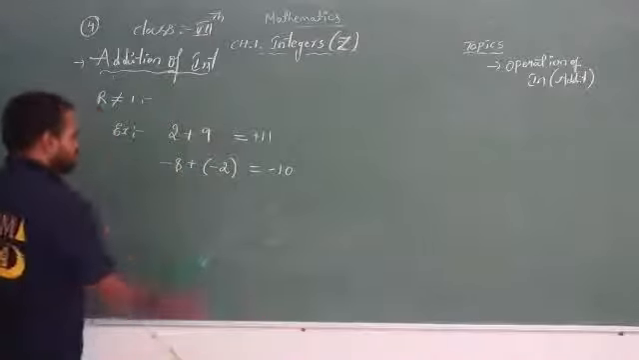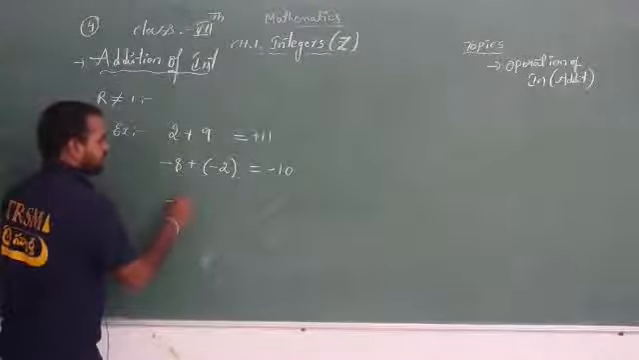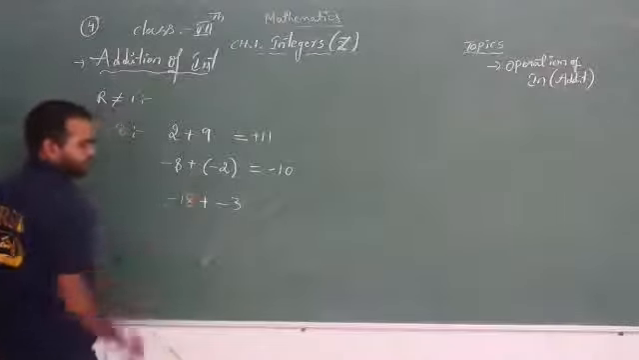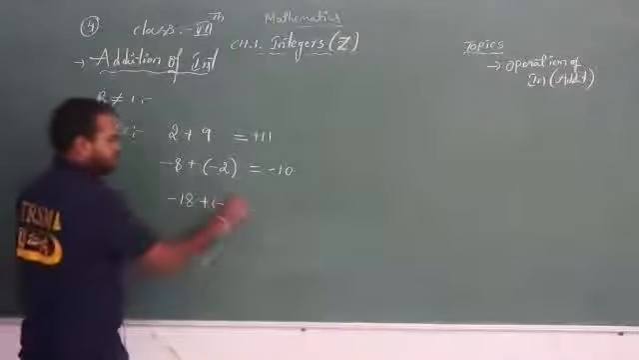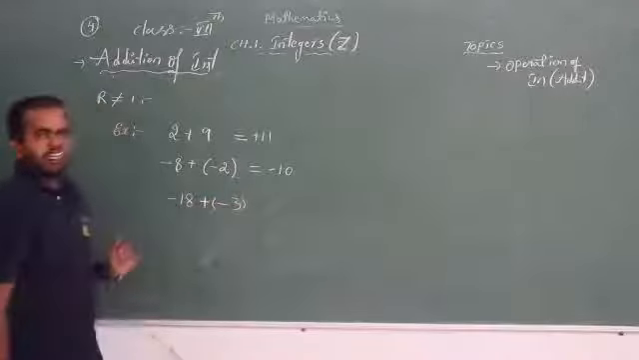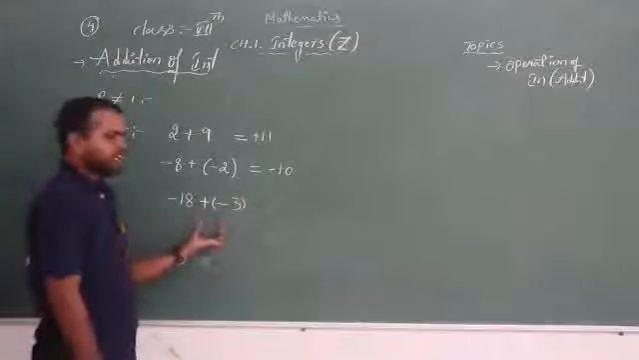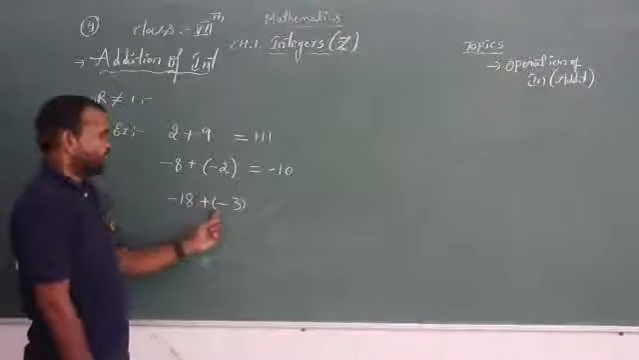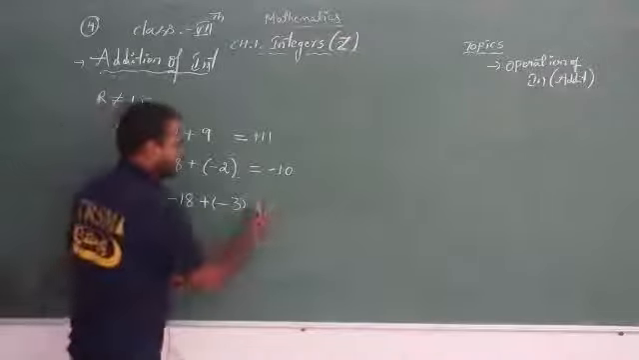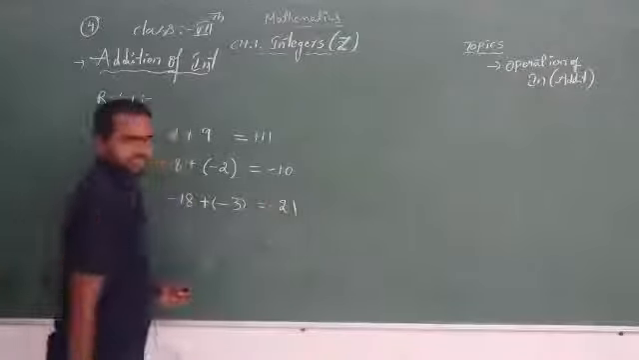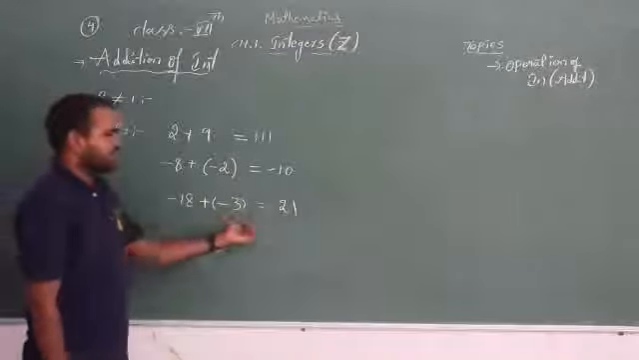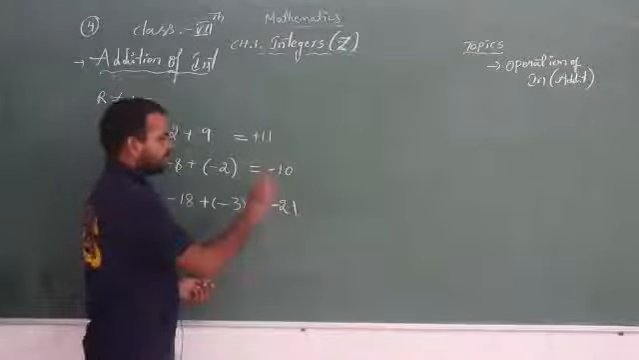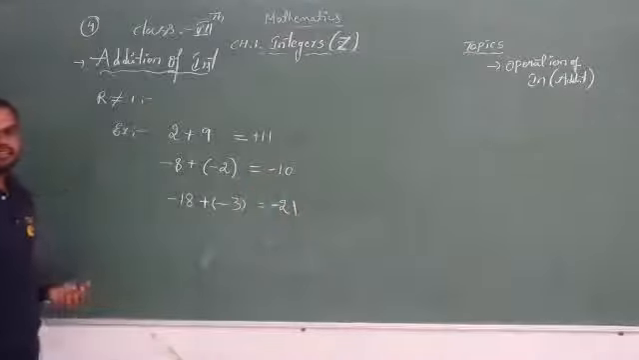Now let's see a few more examples. I am taking minus 18 plus minus 3. What is the answer? Minus 3 and minus 18 both are negative numbers. If both are negative numbers, what will we do? We will add the numbers. 18 plus 3, how much will you get? 21, right? Both are negative numbers, so we have to take the minus in front of that.